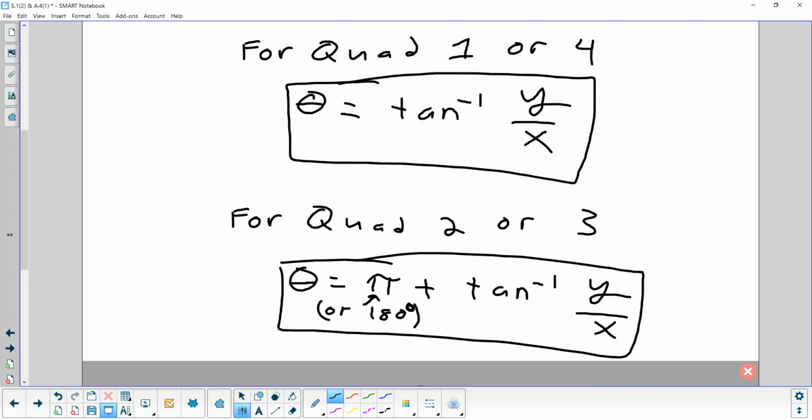How can you quickly tell if your point is in quadrants 2 or 3? Well, in quadrant 2, the x value is negative and the y value is positive. In quadrant 3, the x value is negative and the y value is negative. So basically, anytime you're trying to convert a point that has a negative x value, you are going to be in quadrants 2 or 3.